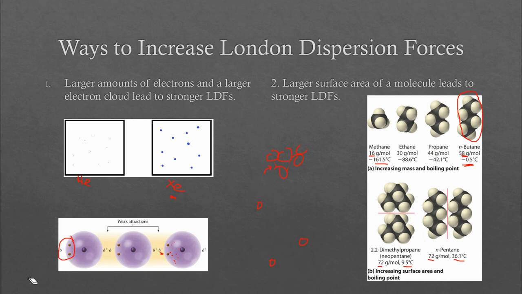So here we have these two adjacent molecules attracting each other. But there's much more space that these two molecules can attract each other. And so therefore, there's stronger intermolecular forces, there's stronger London dispersion forces between molecules of pentane because it's got that larger surface area.